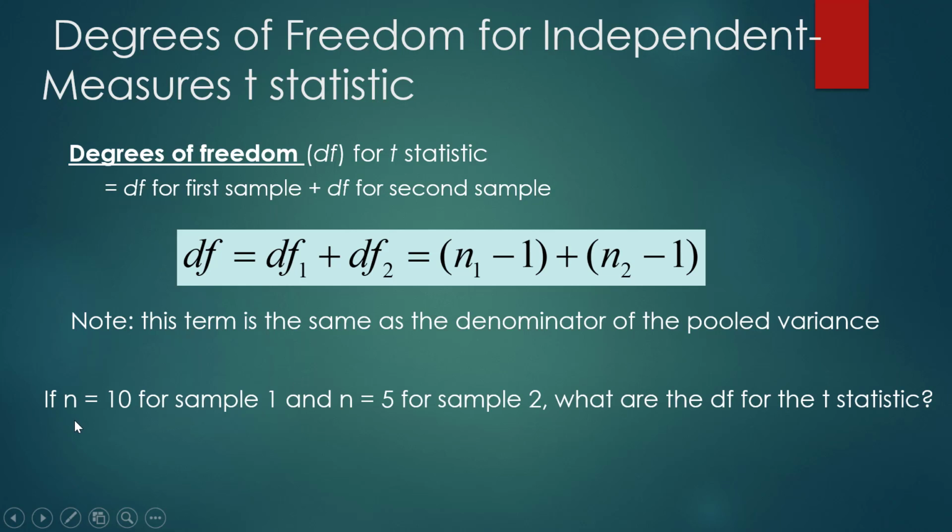So let's see if we're understanding this. If the n for sample 1 was 10 and for sample 2 was 5, what's the degrees of freedom for the t statistic? So to do degrees of freedom, we're going to take n for sample 1 minus 1 plus n for sample 2 minus 1, and that's going to give us 9 plus 4, which is going to be 13.